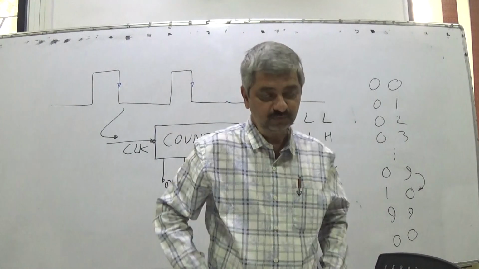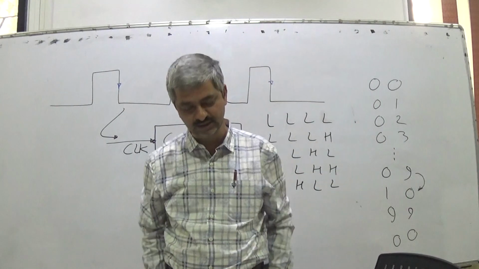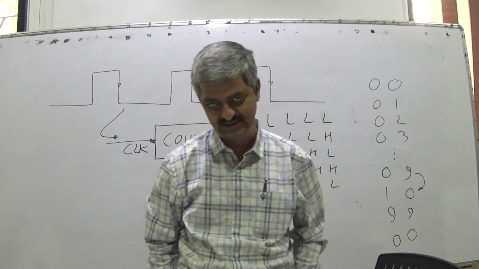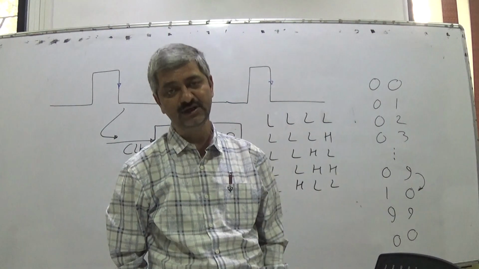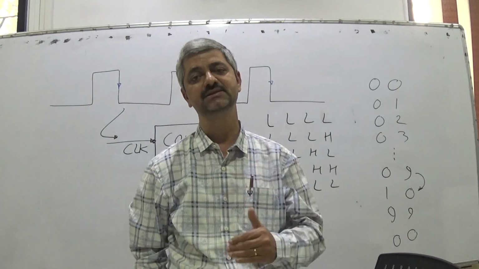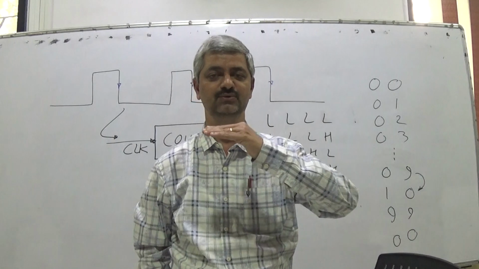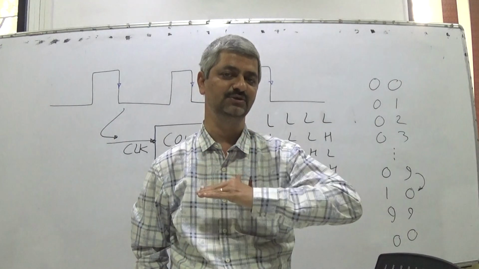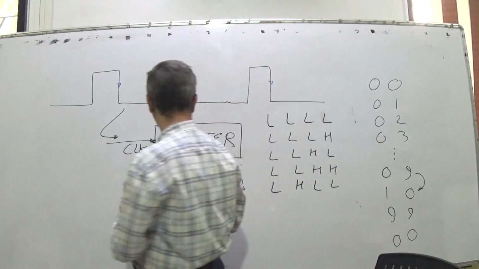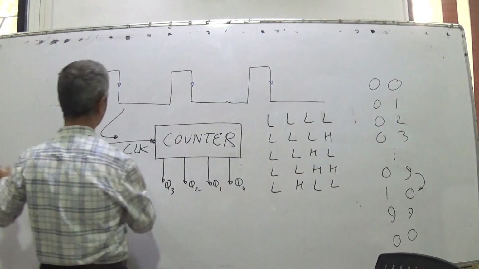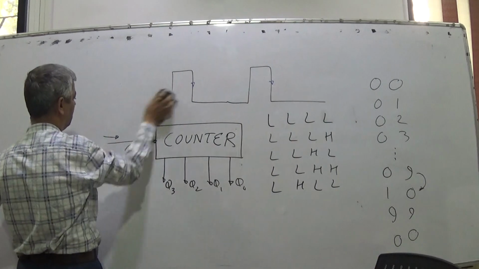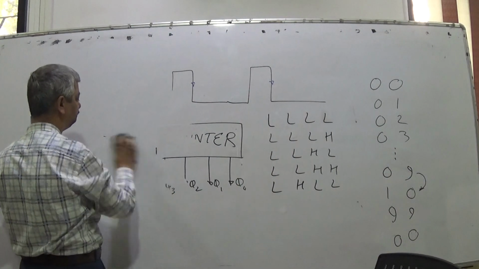So what is a counter? A counter is a digital circuit which advances to states 0, 0, 0, 0, 0, 0, 0, 1, 0, 0, 1, 0, and so on. So now it is a 4-bit counter. Like that we can start with a 2-bit counter.